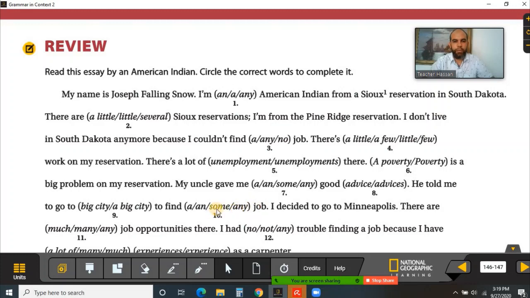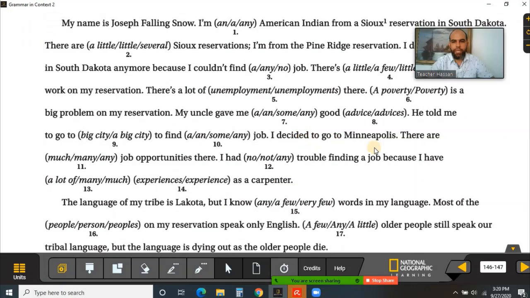Okay, now how about some? Some describes plural nouns as well, and job is singular. Some doesn't work. Now what remains is a, the correct one. A job. We can't use an, of course, to find a job. Let's move on. I decided to go to Minneapolis.